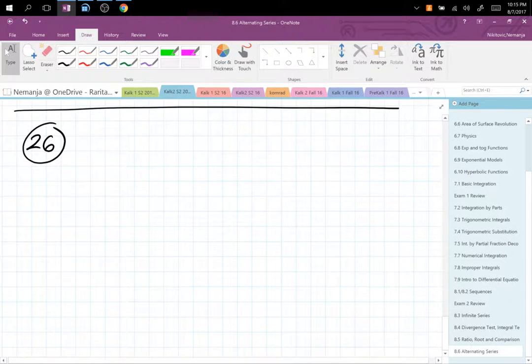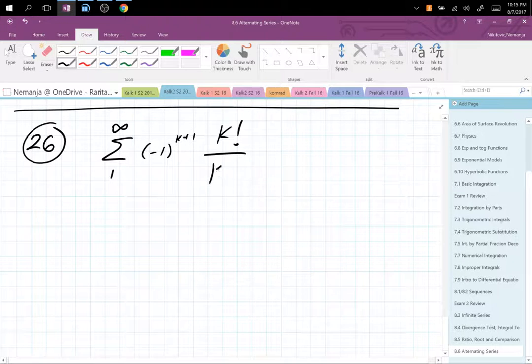The last problem for tonight is number 26: the summation from 1 to infinity of (-1)^(k+1) times k factorial over k to the k. So I'll let you work a little bit on it for about an hour, and then I'll jump in. That way we can do it.